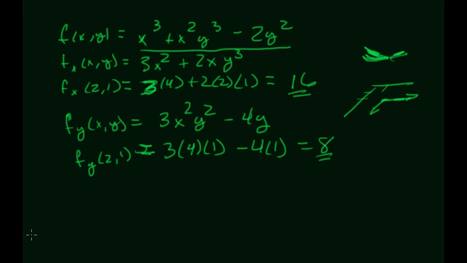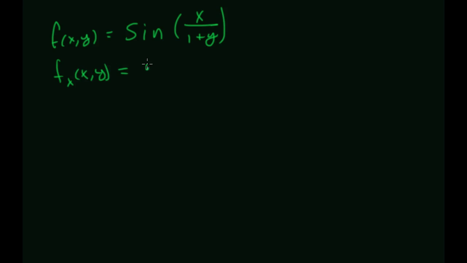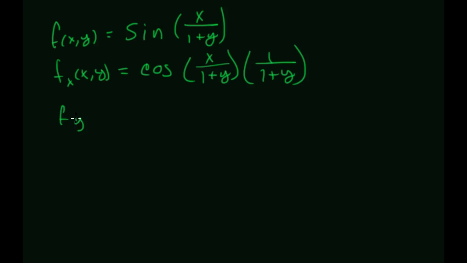Let's take a look at an example that uses the chain rule here. Let's say I have f(x,y) is sine of x over 1 plus y. All right, so if I take this with respect to x, sine goes to cosine. We leave what's inside alone. And then the derivative with respect to x of the inside is just going to give me 1 over 1 plus y, so that's pretty simple.